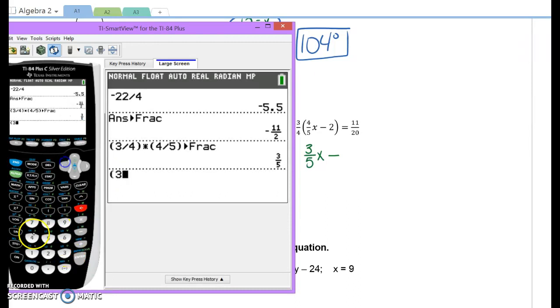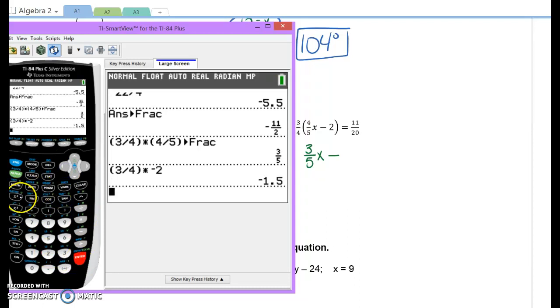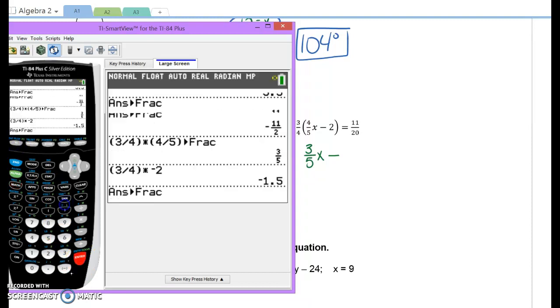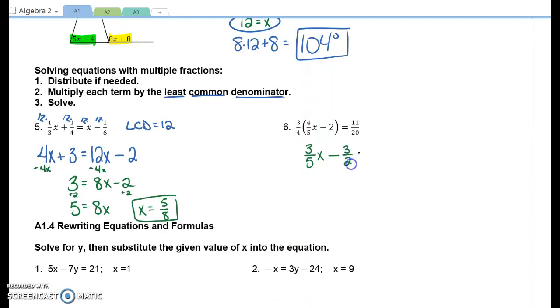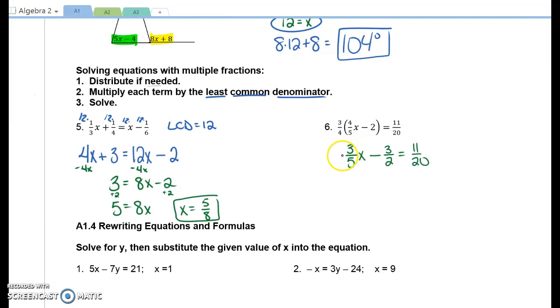Then I'm going to do 3/4 times negative 2. Oops, I forgot to change it to a fraction. Math button, change it to a fraction. Negative 3/2, so minus 3/2 equals 11/20. When I look at these denominators, I start by looking at 5 and 2 and I think 10. But we can't divide 20, we have to leave it as 20 or make it bigger. So if 10 works, 20 works. So our least common denominator is 20.